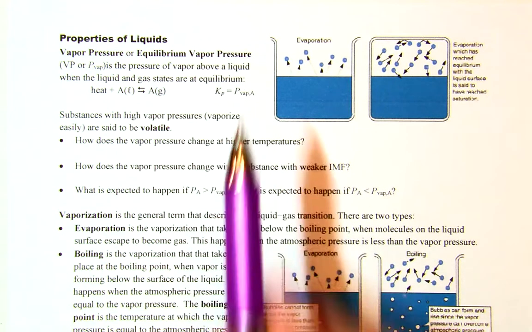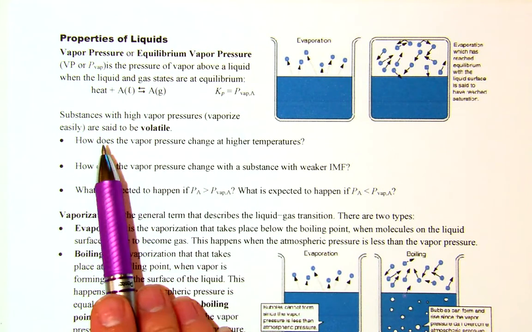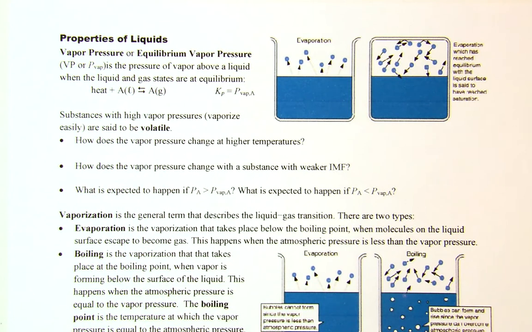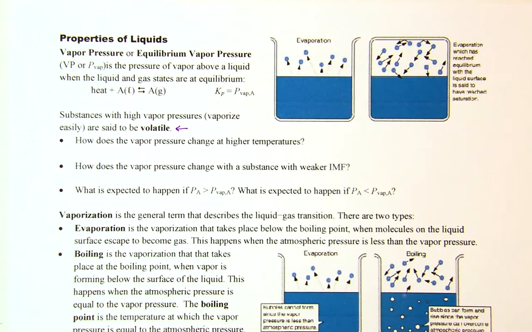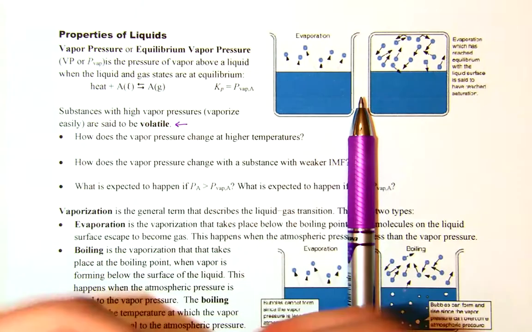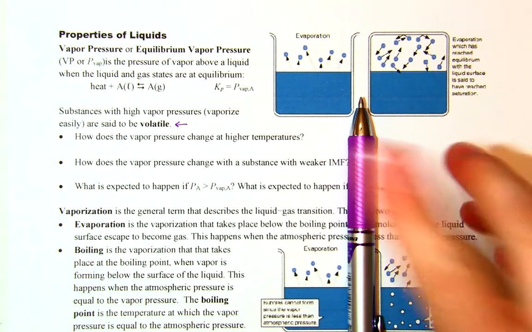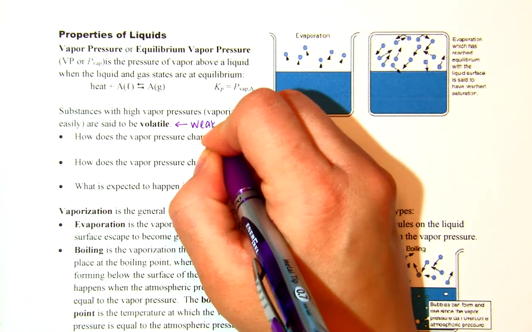So substances with a high vapor pressure, meaning they vaporize easily, are said to be volatile. And they're volatile because the forces that are holding them together, the IMFs, are weaker. If they're weaker, those intermolecular forces can break easier, allowing them to no longer be constrained in the liquid phase, and now they can break free in the gas phase. So anything that's volatile tends to have weaker IMFs.